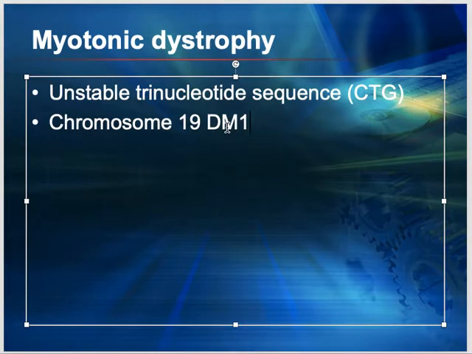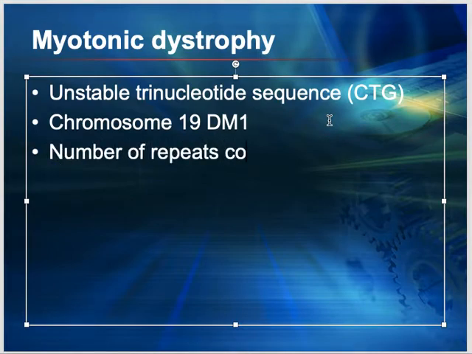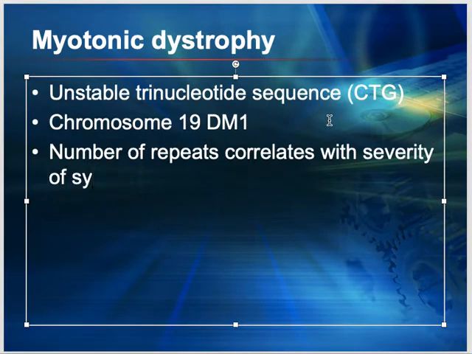So now what happens is, if the repeats are more, the symptoms will be more severe, right? So you can say the number of repeats correlates with severity of symptoms, okay, and it is an autosomal dominant condition.